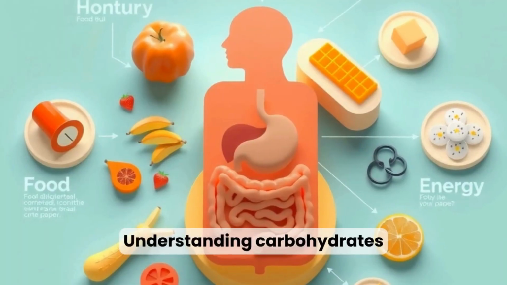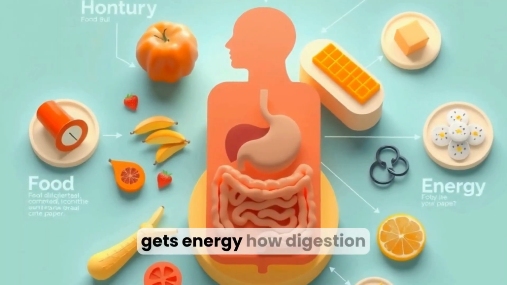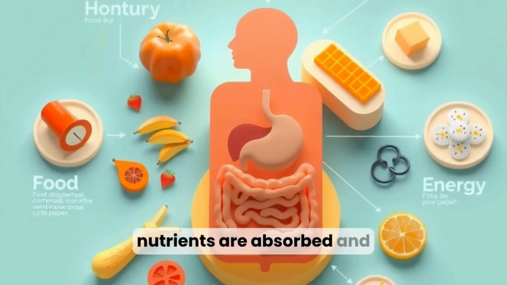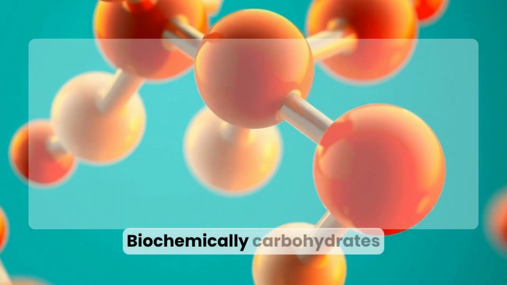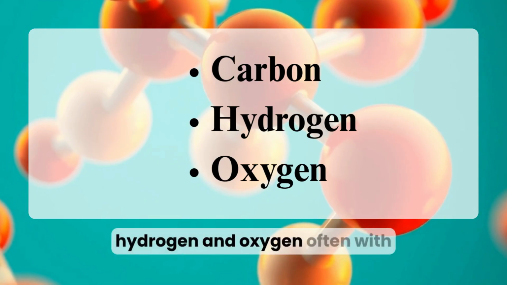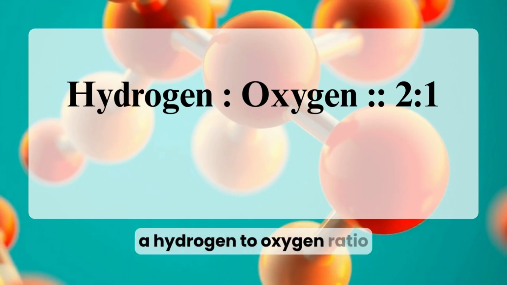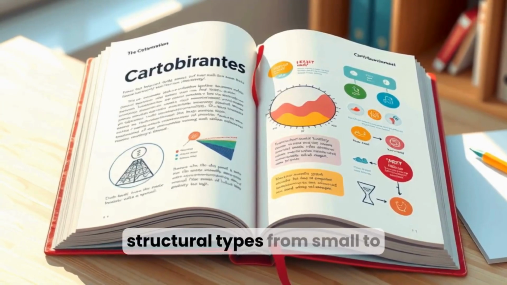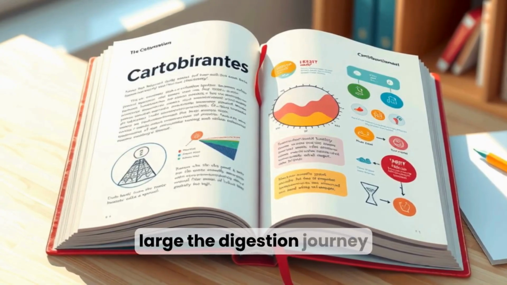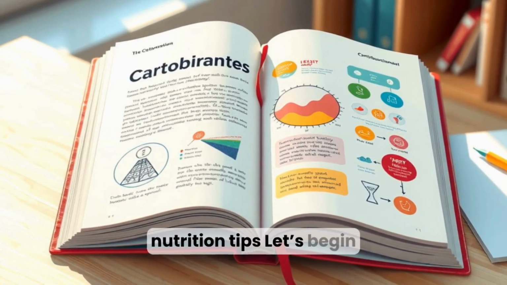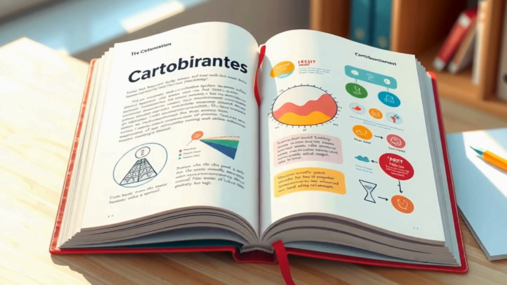Understanding carbohydrates helps us know how the body gets energy, how digestion processes food, and how nutrients are absorbed and used. Biochemically, carbohydrates are molecules made of carbon, hydrogen, and oxygen, often with the hydrogen to oxygen ratio near 2:1. We will cover definitions, structural types from small to large, the digestion journey, absorption, and practical nutrition tips. Let's begin with basic definitions.